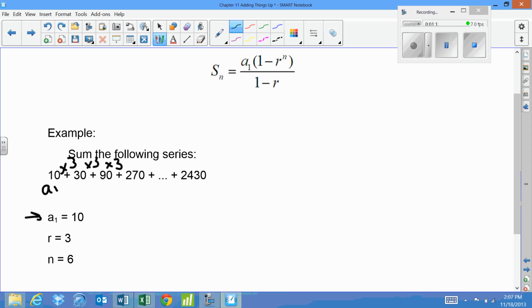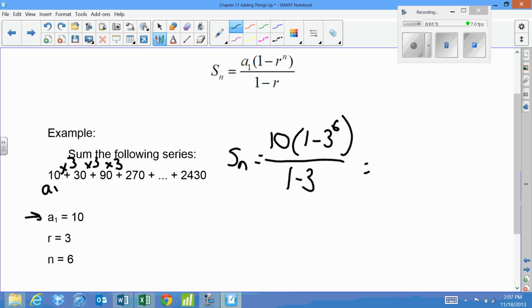So now let's go ahead and plug those in. Our summation is going to be our first term, which is 10, times 1 minus our rate, which is 3, to the n, where we have a total of 6 terms. We're going to divide that by 1 minus 3, or 1 minus our rate. So 1 minus 3 to the 6th power, let me go ahead and do that.